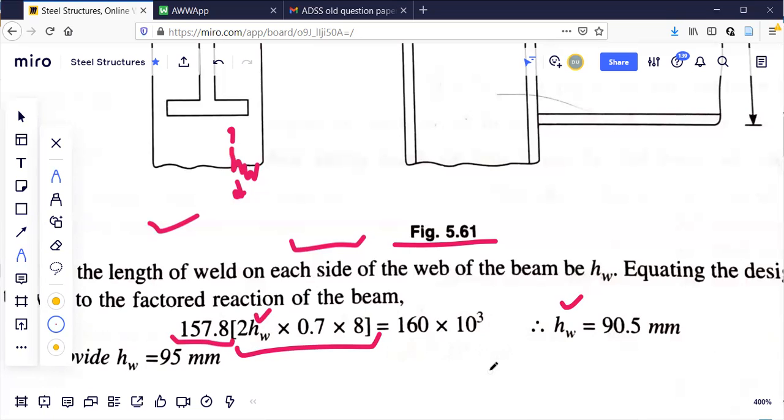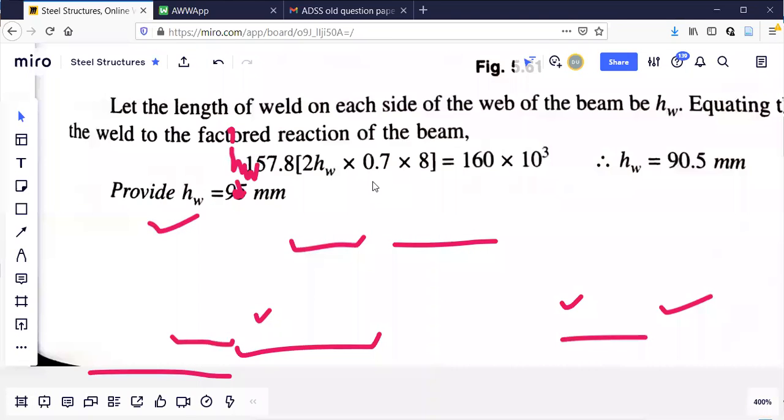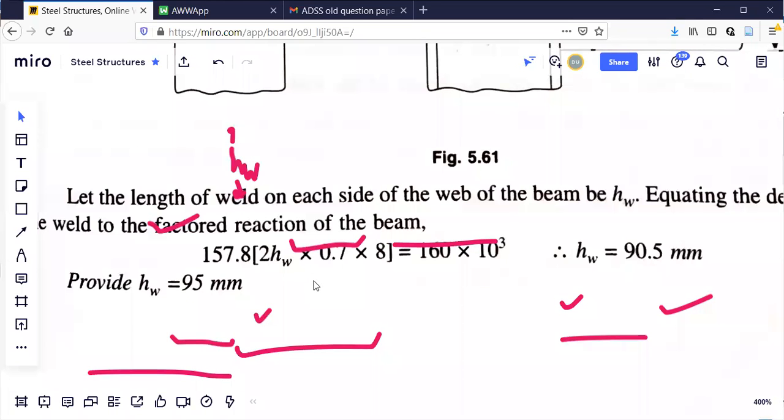It comes to 90.5. Again, we can keep 91, 92, anything here, but the author has put it as 95 mm. If you keep 90.5 only, theoretically it is accepted. In the answer paper, it is accepted. Practically, at the site, you cannot tell your fabricator to go with 90.5 mm. You tell him 92 mm or 95 mm, something like that. That will work. Again, design is not unique. Somebody will say 92 mm here, somebody will say 95. Both are accepted because there are n number of solutions for any given design problem.